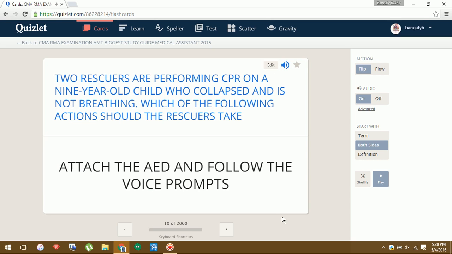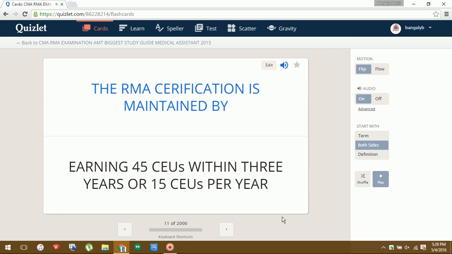Two rescuers are performing CPR on a 9-year-old child who collapsed and is not breathing. Which of the following actions should the rescuers take? Attach the AED and follow the voice prompts. The RMA certification is maintained by earning 45 CEUs within 3 years or 15 CEUs per year.